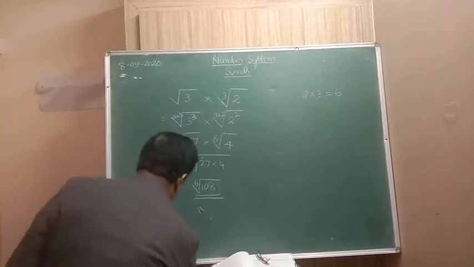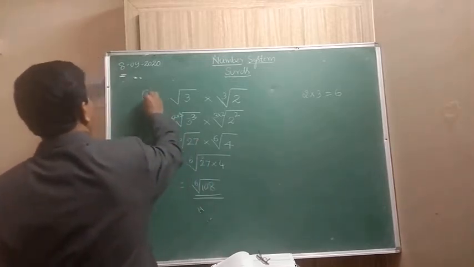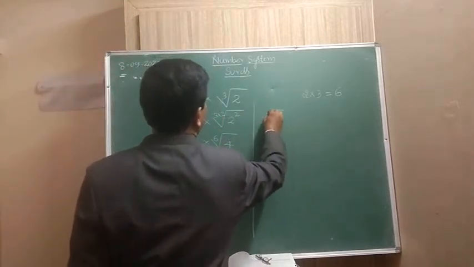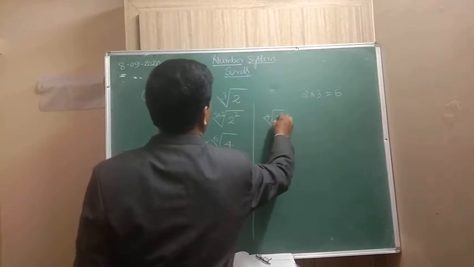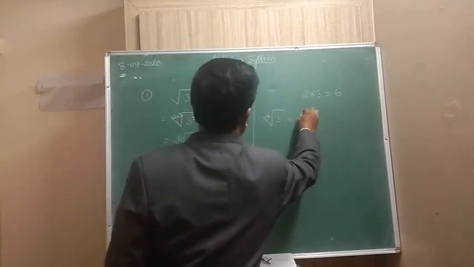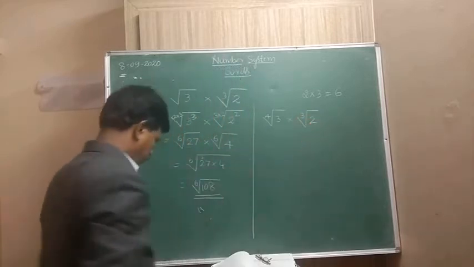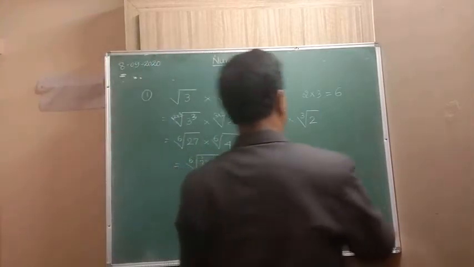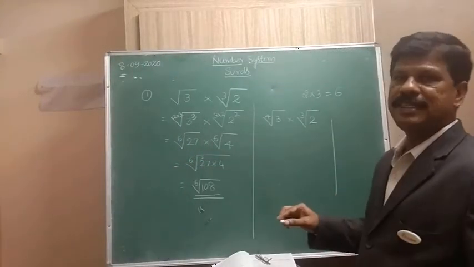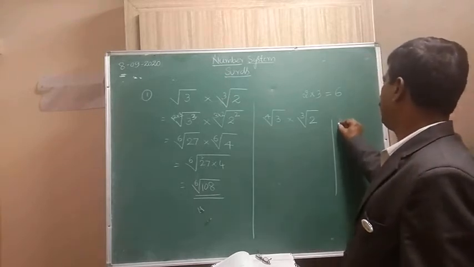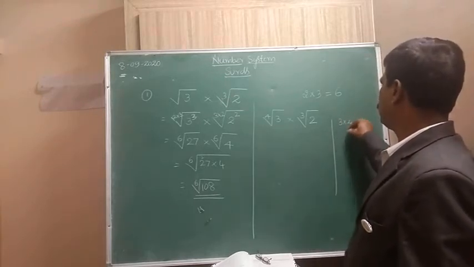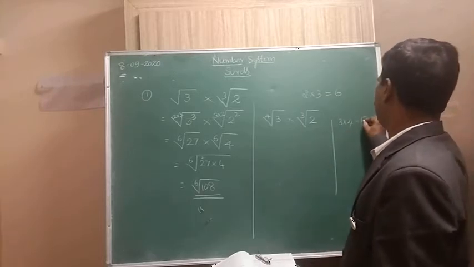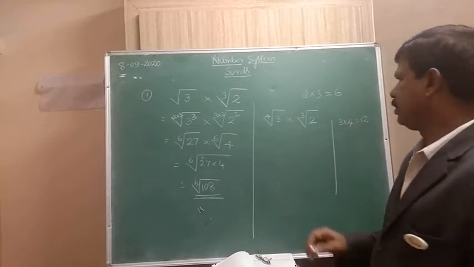Now I am explaining one more: the fourth root of 3 into the cube root of 2. Now, what is the LCM of 3 and 4? Here one is prime and the other is non-prime, so their LCM is 12. 3 4s are 12. Just multiply them together.